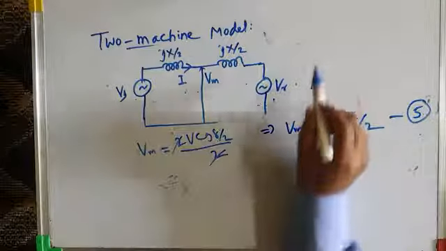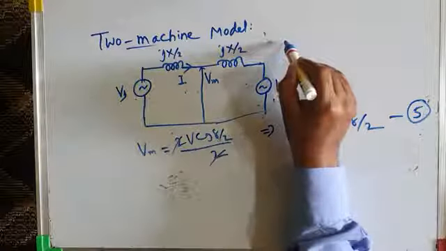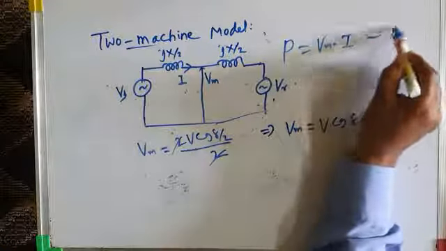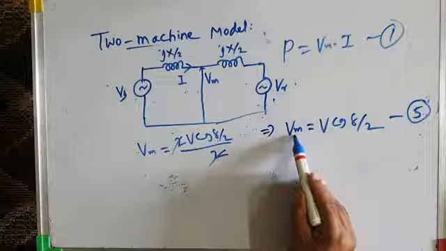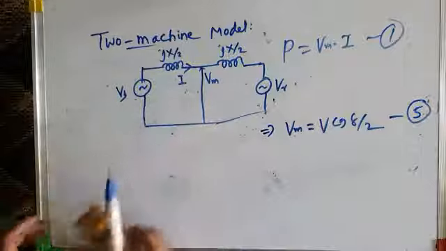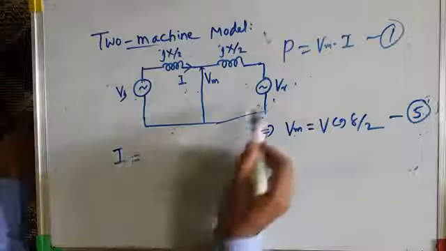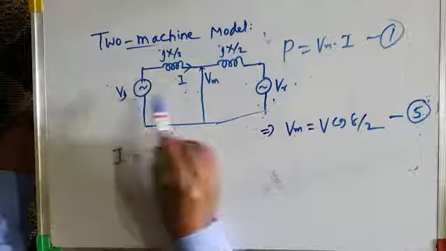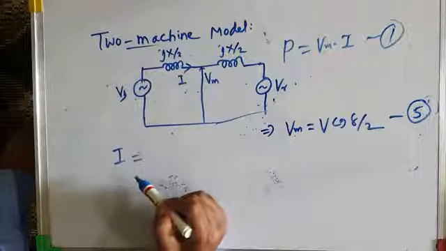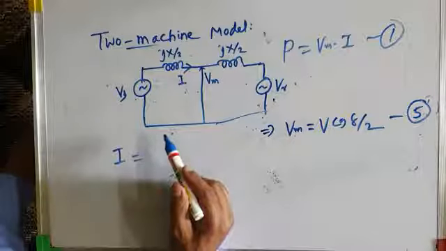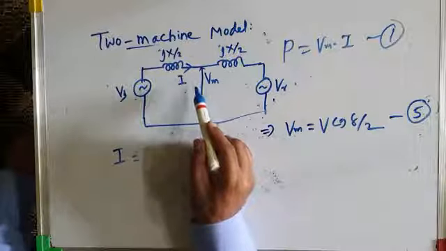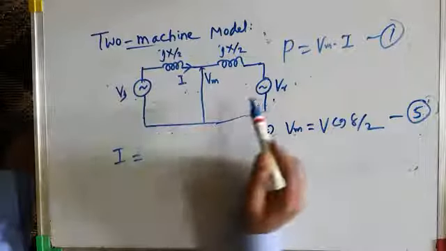Now, I have already told you that the power transferred is equal to Vm into I. That was our equation 1. So I have got the expression for Vm. Now, I want the expression for the current flowing over the transmission line. So what is this current? If you see from this circuit, this voltage minus this voltage divided by the whole reactance, that's the current. Simple. You apply Kirchhoff's voltage law here, or you apply Ohm's law. Ohm's law says current is voltage by impedance.